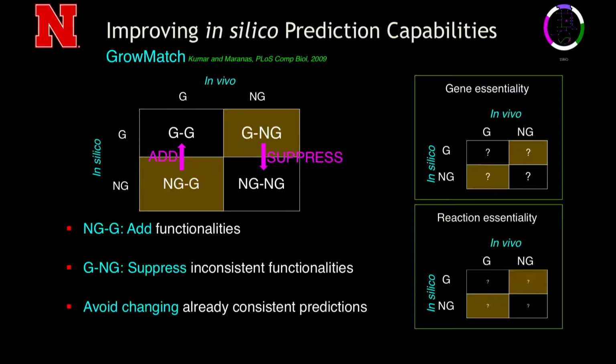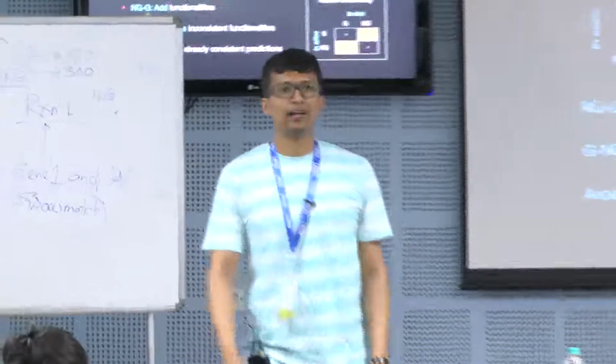GrowMatch basically does this, because at the beginning we do not need to get worried about the GGs and the NGs. It will fix this condition, then it will fix this condition, but each time it fixes, it checks if it is affecting any of the good ones, and that is how it does that. Any question? People at the back, are you fine?